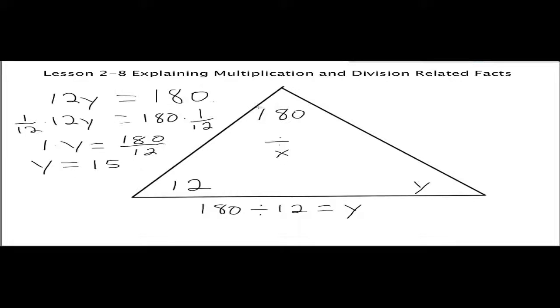Now we could have used math facts, not algebra properties, and jumped right down to our solution. 180 divided by 12 is equal to y. 180 divided by 12 is equal to, oh, we just did that, right? 15. So 15 equals y. We could check it by multiplying 12 times 15, and indeed we get our solution that 15 is equal to y.